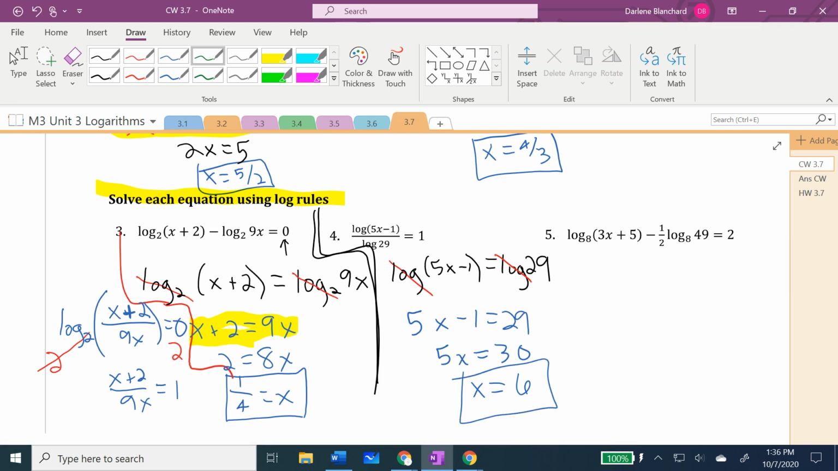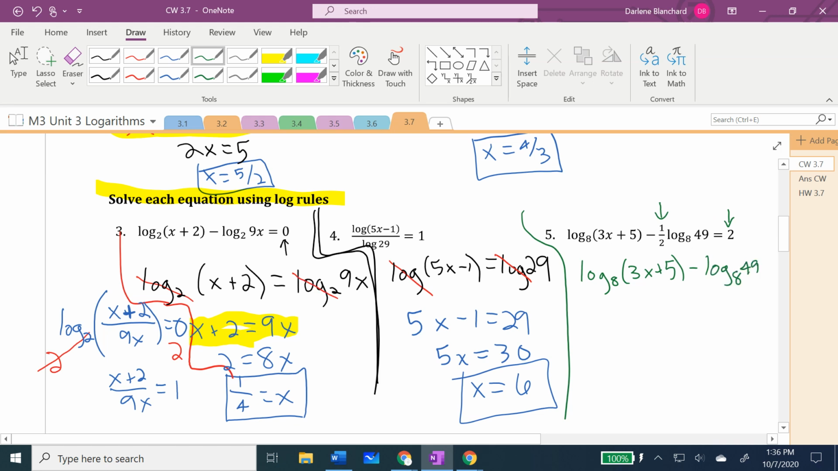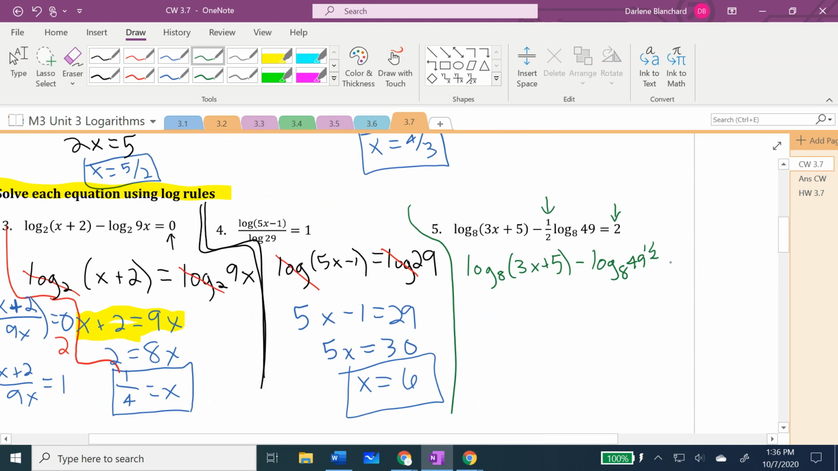Number 5, you must condense that logarithm. This time, the other side is a 2. It's not a 0. You don't have any choice. But you've got to be careful because you've also got this 1/2. What I'm going to do is I'm going to start by saying that 1/2 is an exponent. And 49 to the 1/2 power is really just the square root of 49, and the square root of 49 is? Yes.